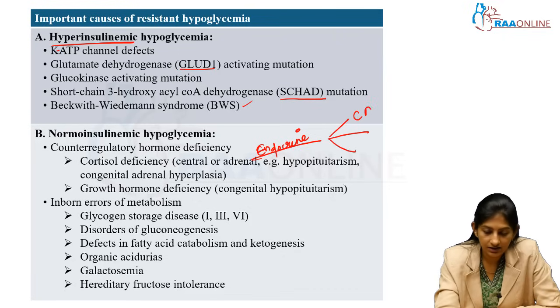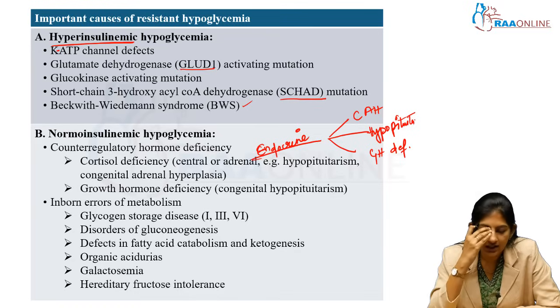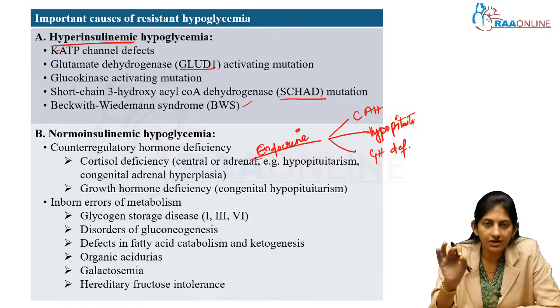One is congenital adrenal hyperplasia. Next is hypopituitarism, that is a central cause. Hypopituitarism can be panhypopituitarism, or there can be standalone growth hormone deficiency. So, first rule out endocrine causes if the insulin level is normal but there is continued hypoglycemia, right.